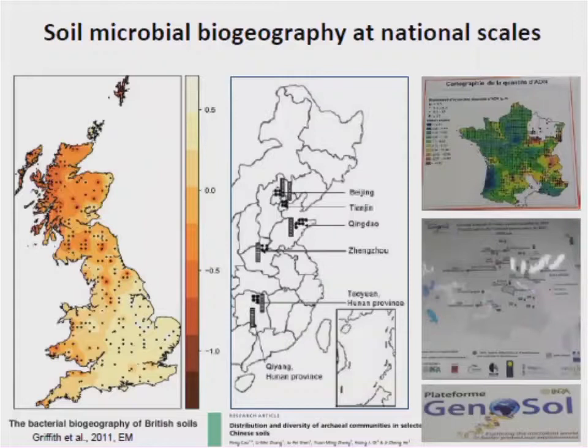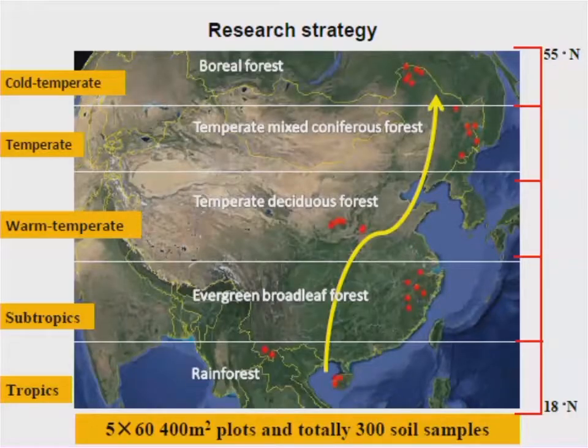So actually in the world, many people have done microbial distribution studies. Like this is in the UK, published in 2011. This is in France. This is in China, we did some years ago. This is archaea, this is bacteria, and this includes bacterial and fungal distribution in different areas. So I give you an example I did in China. So this is basically the map of China.